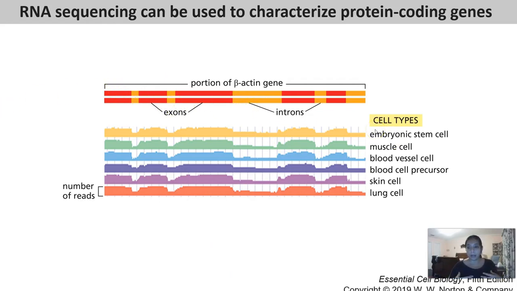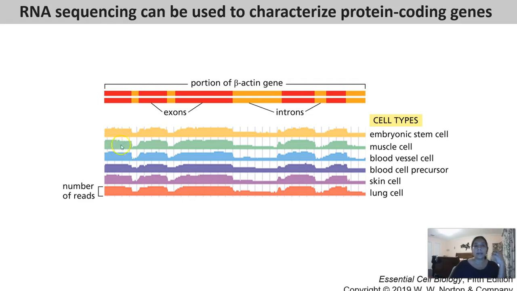You can extract the RNA from these various cell types, sequence it, and look at how many copies of each of these regions are present. What you will notice, if you look at a particular sequence and the number of reads, which is essentially the number of copies of a particular region that is found, is that your exons have a higher number of reads than the intronic sequences. So you can guesstimate where your introns would be and where your exons would be.